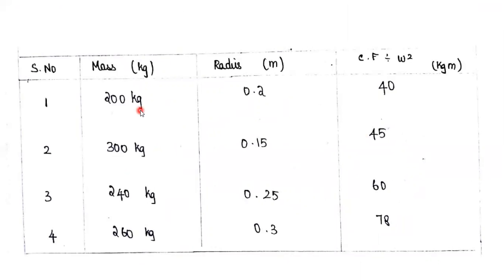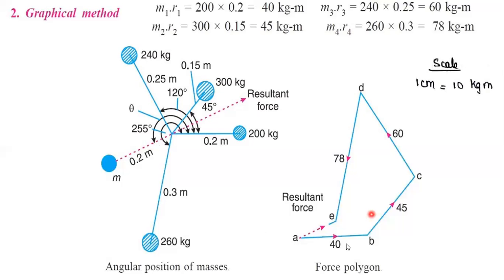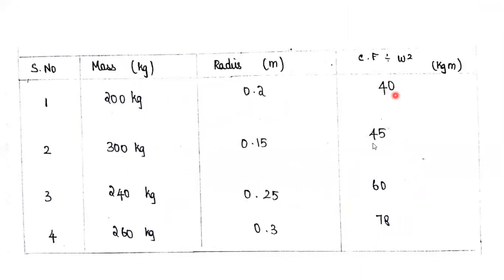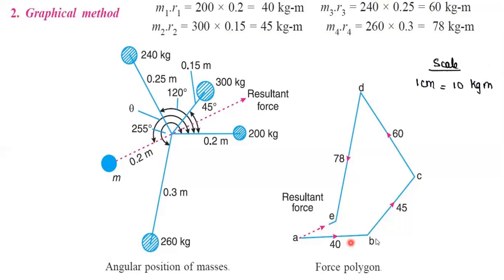The first one is the mass of 200 kg, which is 40 kg meter. First of all, we need to set a scale: 1 centimeter is equal to 10 kg meter. So divide all the values by 10, and we will have 4, 4.5, 6 and 7.8. First draw 4 centimeters, that is 40 after scaling. So A to B distance is 4, and the angle is 0 degrees. This is the 200 kg mass. The first mass is 40 kg meter, which is 4 centimeters, so draw a horizontal line of 4 centimeters.